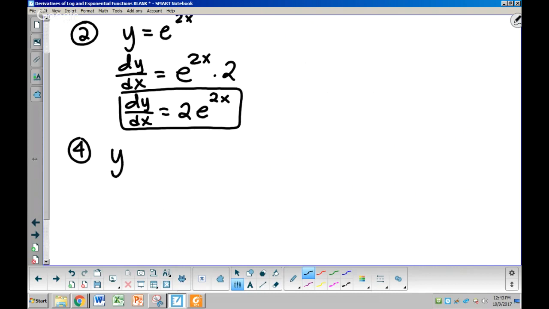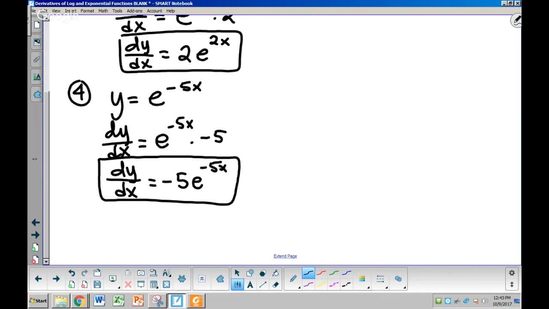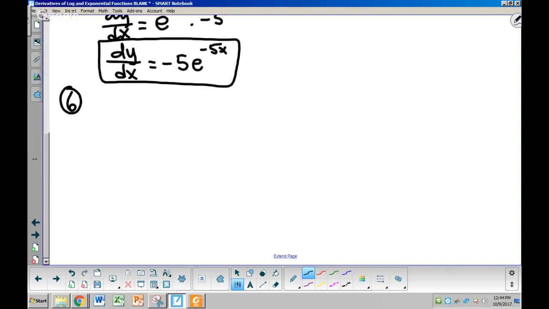Not too bad. Number 4. y equals e to the negative 5x. dy dx is e to the negative 5x times negative 5. So that's going to be dy dx equals negative 5e to the negative 5x. Good. How fast is this going? Pretty fast? I'm trying to sell it to you here. Number 6.